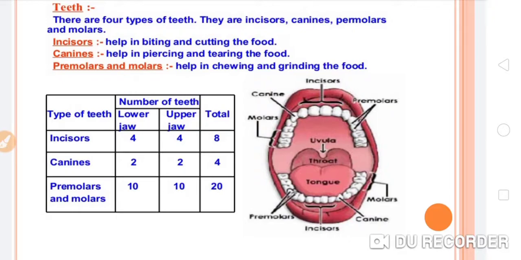Okay, so let's start. That is number first, incisor, and lower jaw having 4 teeth and upper jaw having 4, means total that is 8. Canines, lower jaw having 2 teeth, upper jaw 2, and total number is 4. Premolars and molars, lower jaw having 10 teeth and upper jaw 10, and total number of teeth is 20. So students, we have completed here second activity.